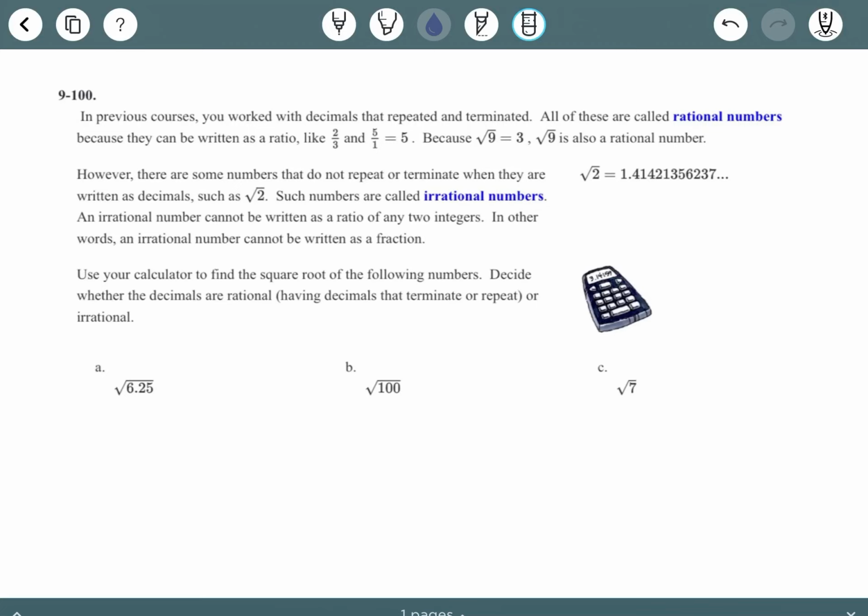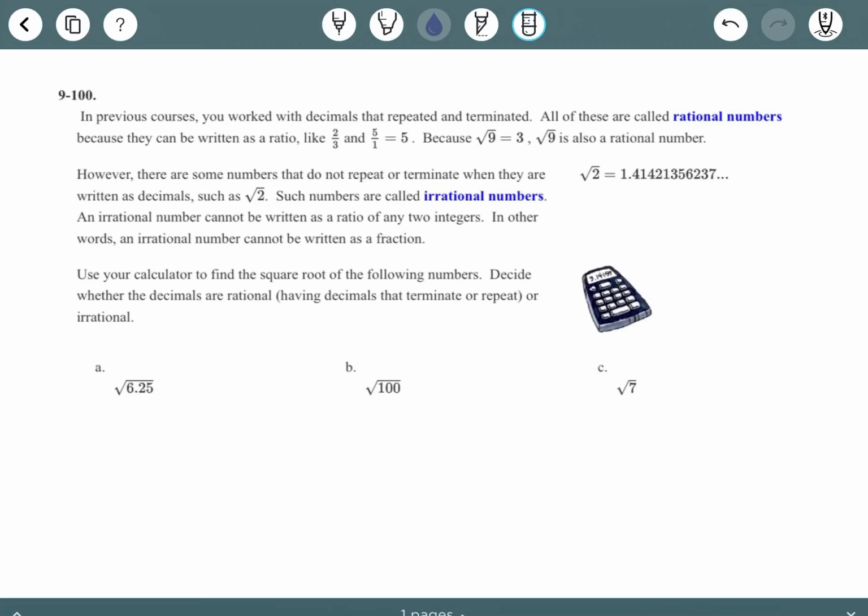However, here are some numbers that do not repeat or terminate when they are written as decimals, such as the square root of 2. Such numbers are called irrational numbers. An irrational number cannot be written as a ratio of any two integers. In other words, an irrational number cannot be written as a fraction.